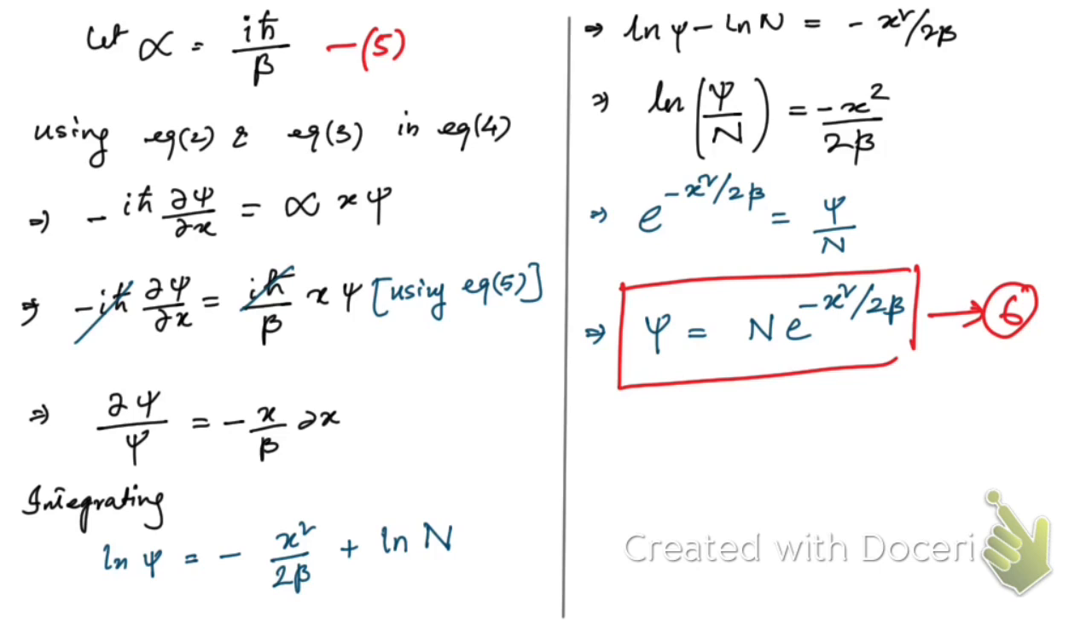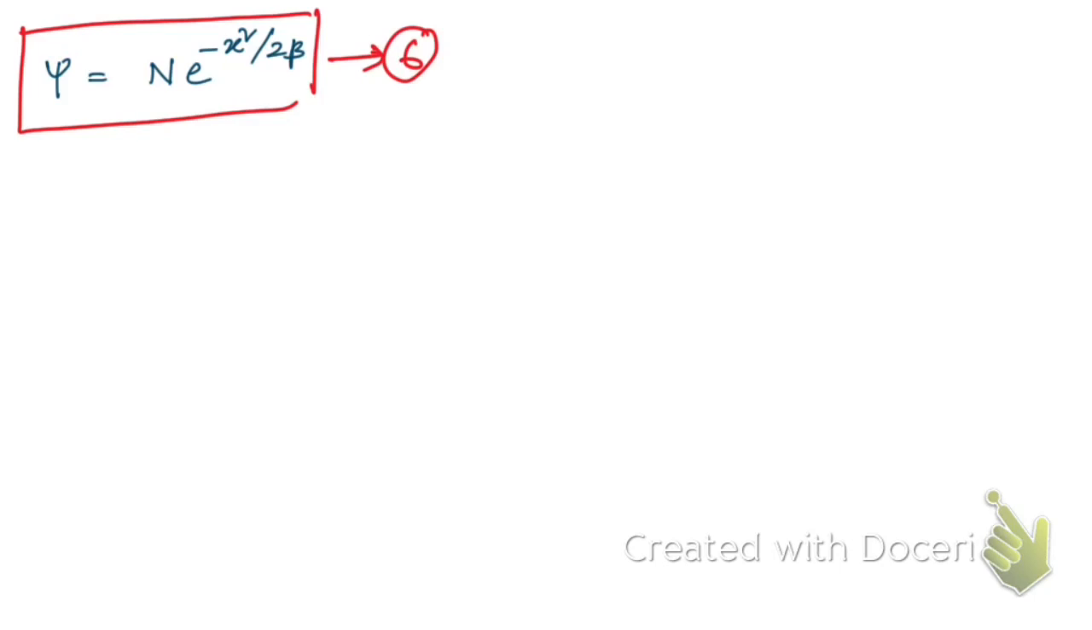Now let us obtain the value of N. Let me go to the next slide and copy this last equation that we have got. Psi is equal to this. In order to obtain capital N, we need to normalize psi. So we have the integration of psi star psi dx is equal to 1. Here we don't have any term containing i, that's why psi and psi star are going to be the same.